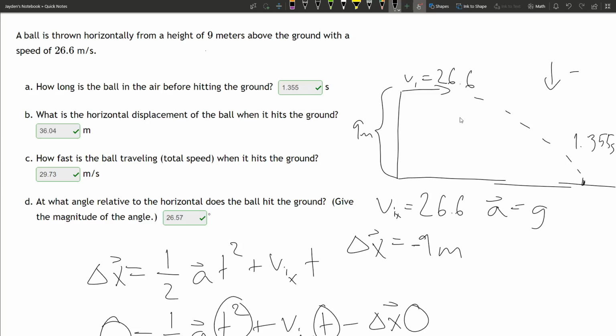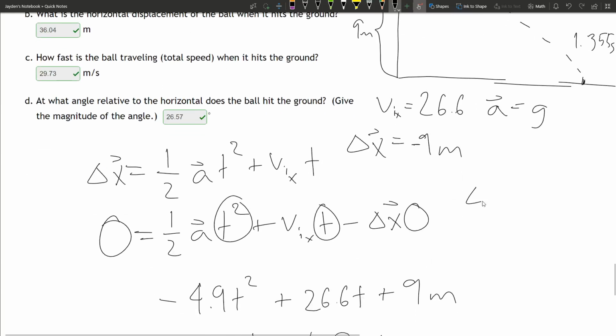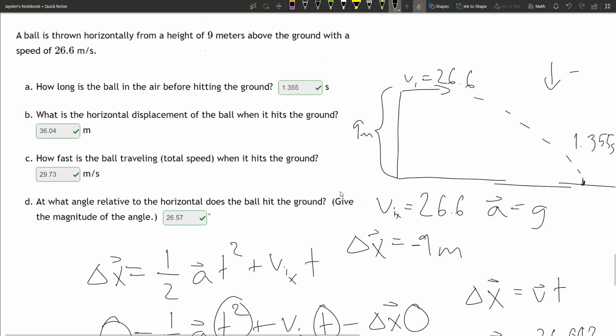So to find the horizontal displacement, we just multiply the time by the constant x velocity. Pretty much what it's saying is delta x equals vt, since v is constant. So plug the values in, and we get that delta x equals 36.043.